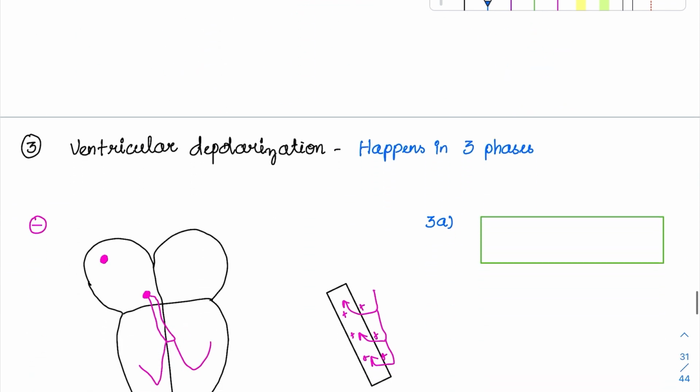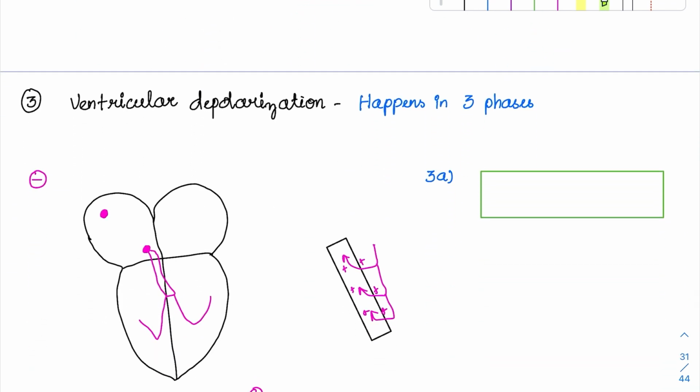Coming to the third activity, that is ventricular depolarization. The ventricle is going to get depolarized. But ventricular depolarization happens in 3 different phases. It does not happen in one go. That is the reason we have 3 waves, Q, R and S. So let's understand why it happens.